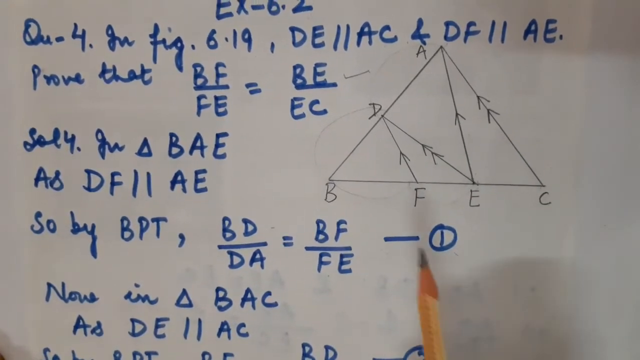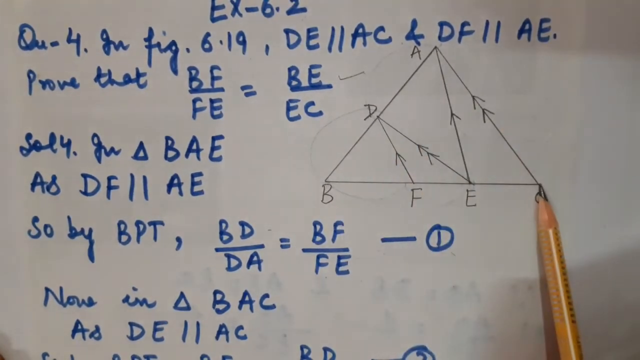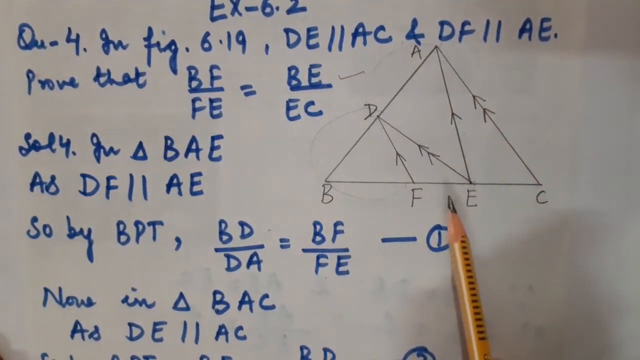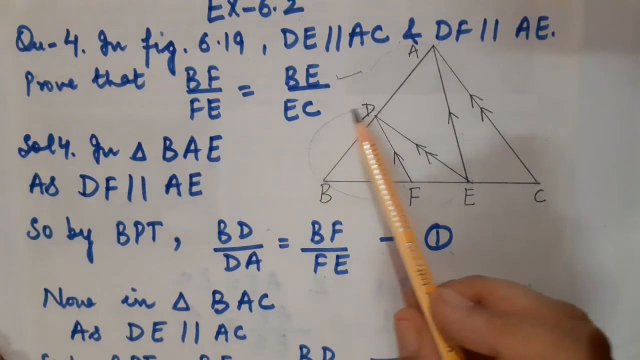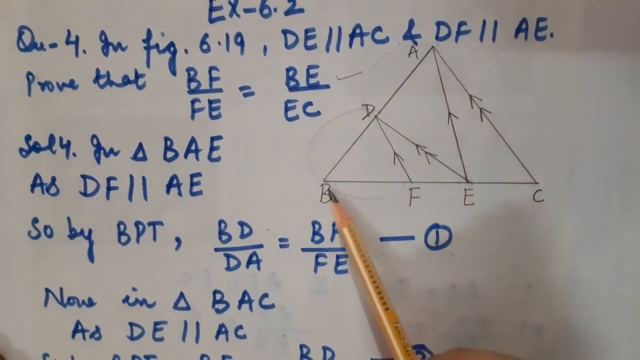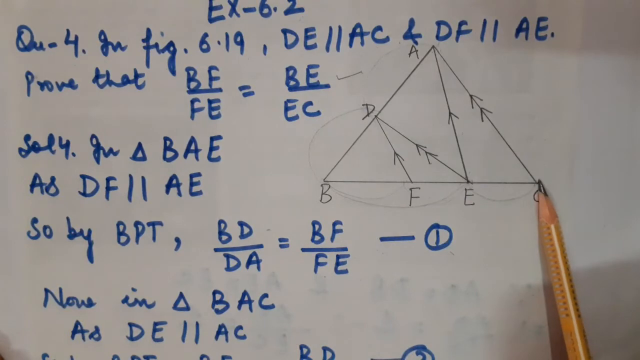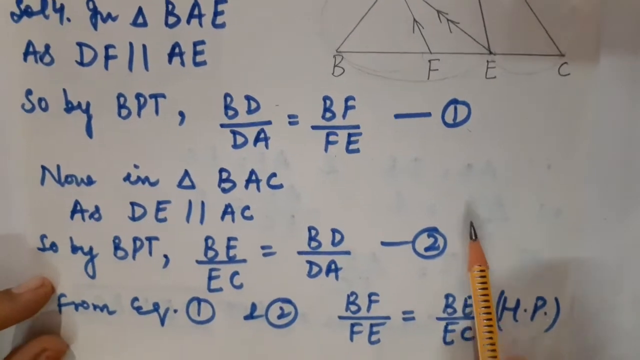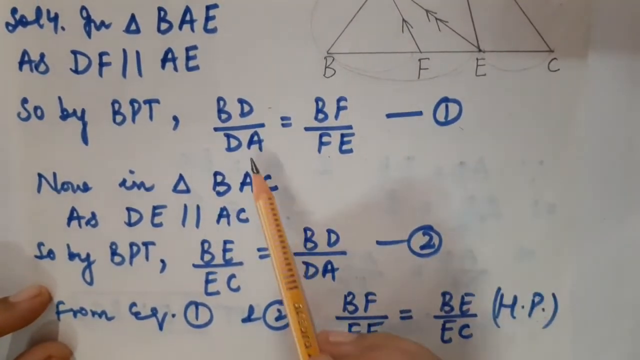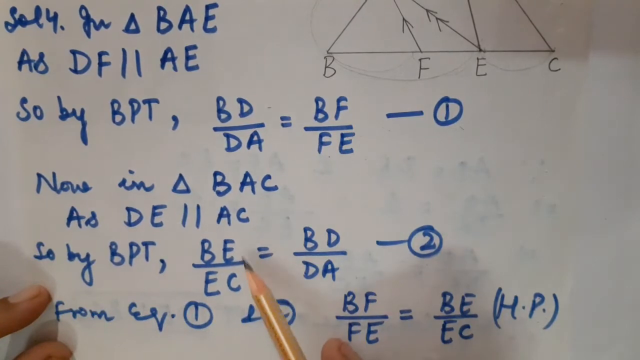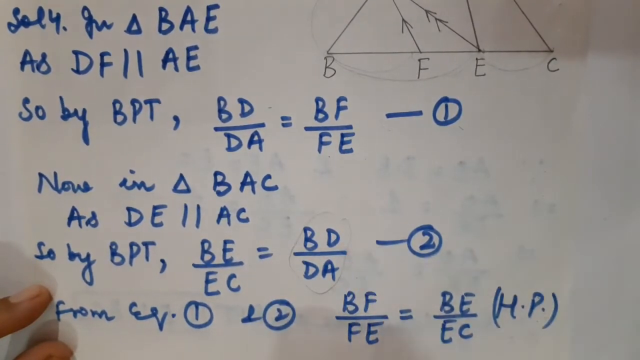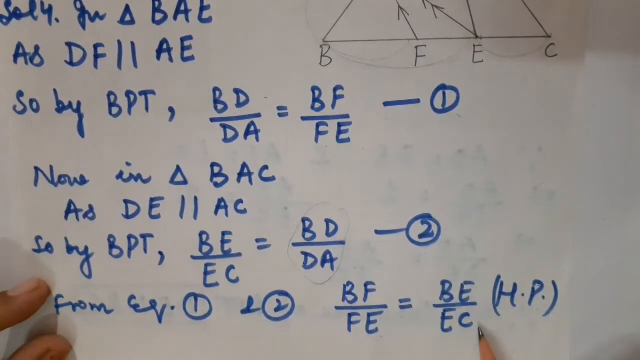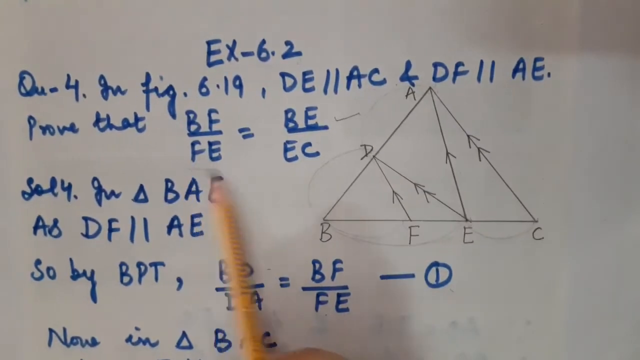Now I am going to take the bigger triangle, that is BAC, where DE is parallel to AC. So now apply BPT again. It would become BD upon DA is equal to BE upon EC. Correct? So that would be equation number 2. From equation number 1 and 2, what did I observe? That BF upon FE as well as BE upon EC, they both are equal to BD upon DA. So it implies that BF upon FE is equal to BE upon EC. The same thing we wanted to prove.